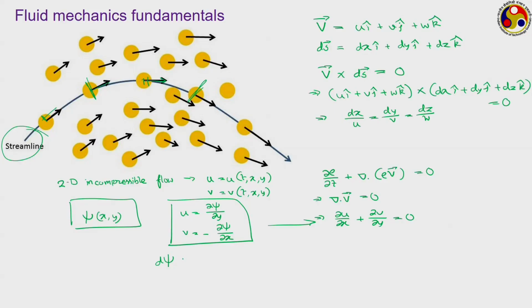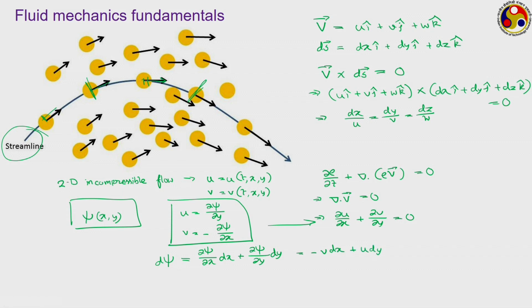Now see this d psi, which refers to the change in the value of the stream function during a flow situation. Then what will it be? We can write this as dou psi dou x dx plus dou psi dou y dy. Now using the definition of u and v, dou psi dou x is equal to minus v, so minus v dx, plus dou psi dou y is u, so u dy.